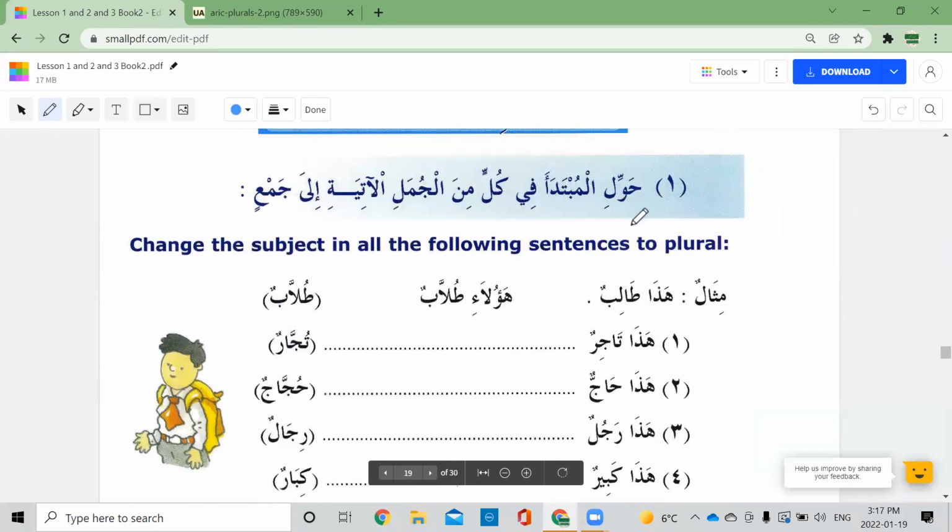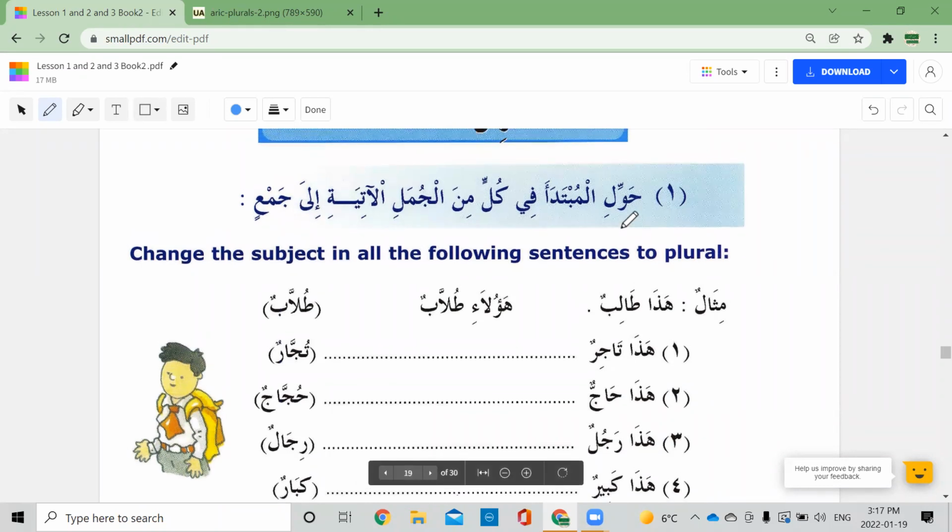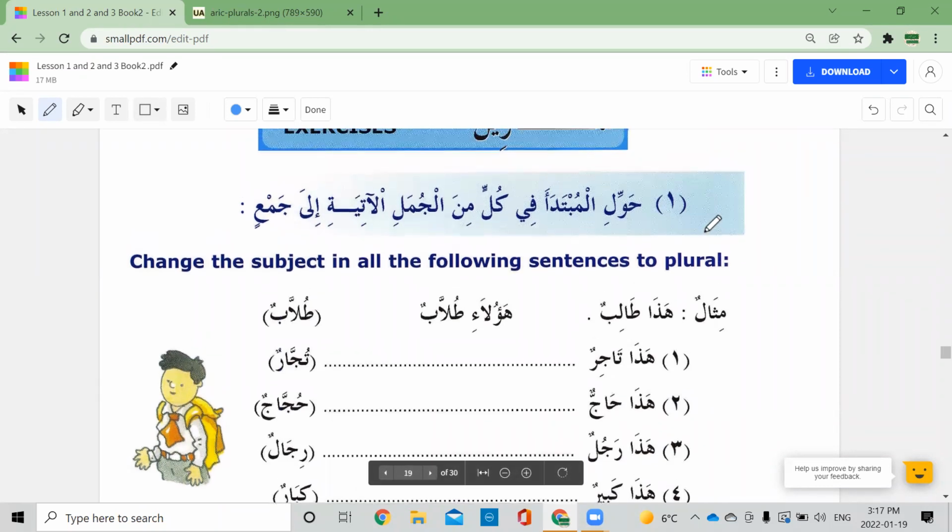Sister Feroza. Assalamu alaikum wa rahmatullahi wa barakatuh. Wa alaikum assalam wa rahmatullahi wa barakatuh.